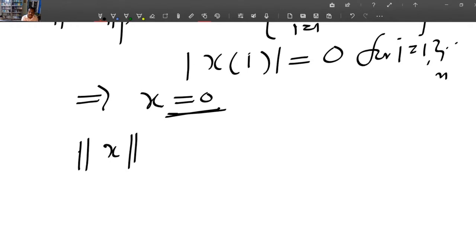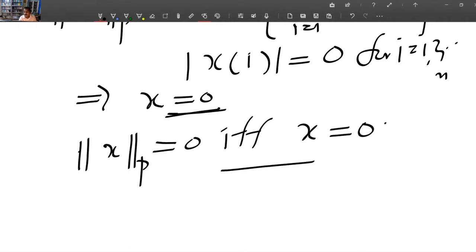So you are getting this condition: p norm of x equal to 0 if and only if x equal to 0.